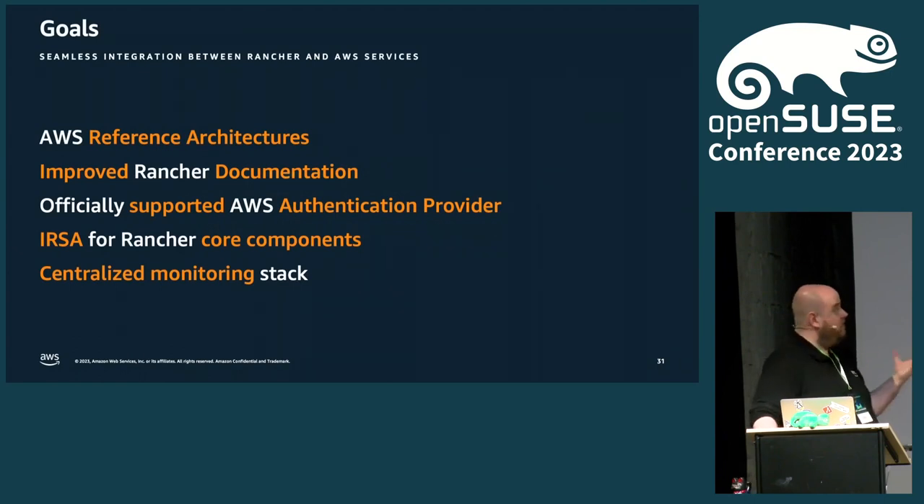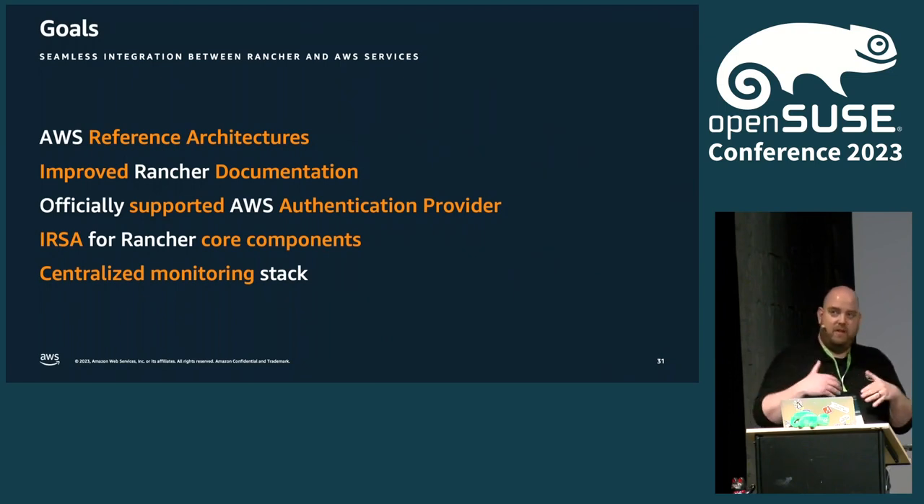Some concrete goals, how that could be achieved. AWS reference architectures to help customers understand what's the best approach to set up an environment for a specific use case. Improved Rancher documentation, so that's really something that should be better covered, more streamlined, to explain to you exactly what needs to be done. An officially supported authentication provider for AWS Identity Center would be beneficial.